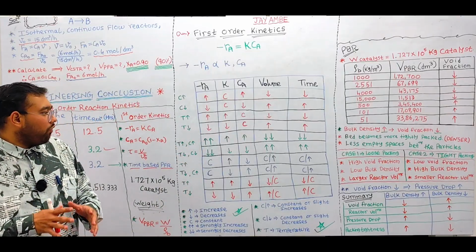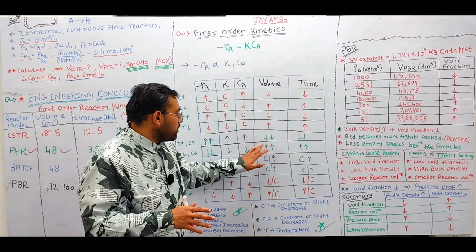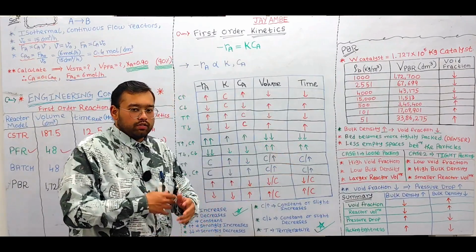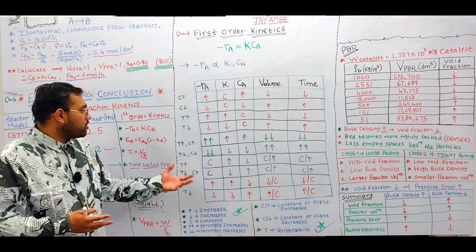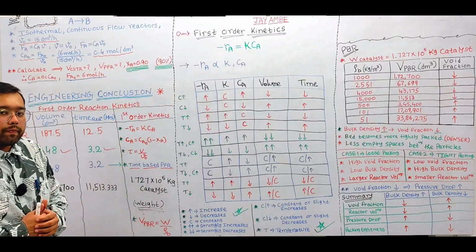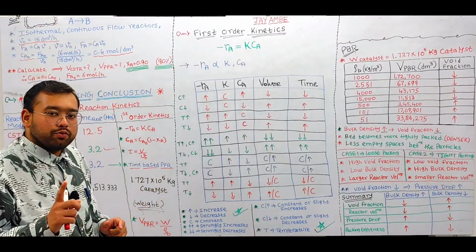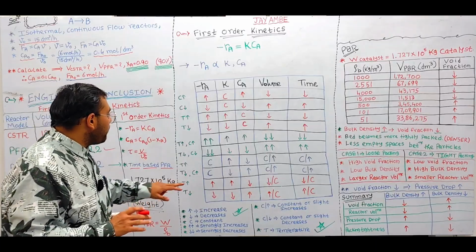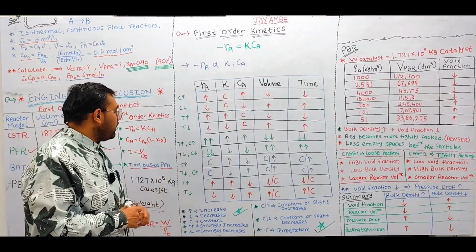which results in the requirement of a larger reactor volume and longer reaction time in order to achieve the desired conversion. I hope you have understood the sixth part. So here we have completed the understanding of the sixth part.